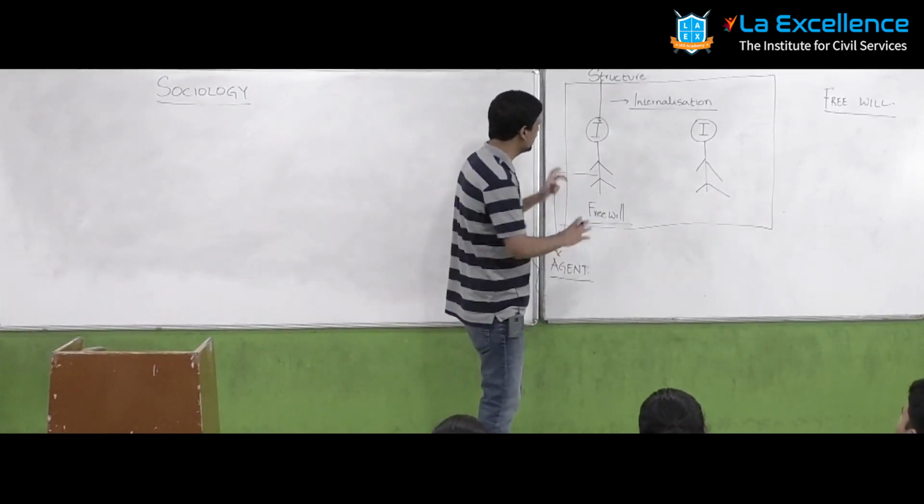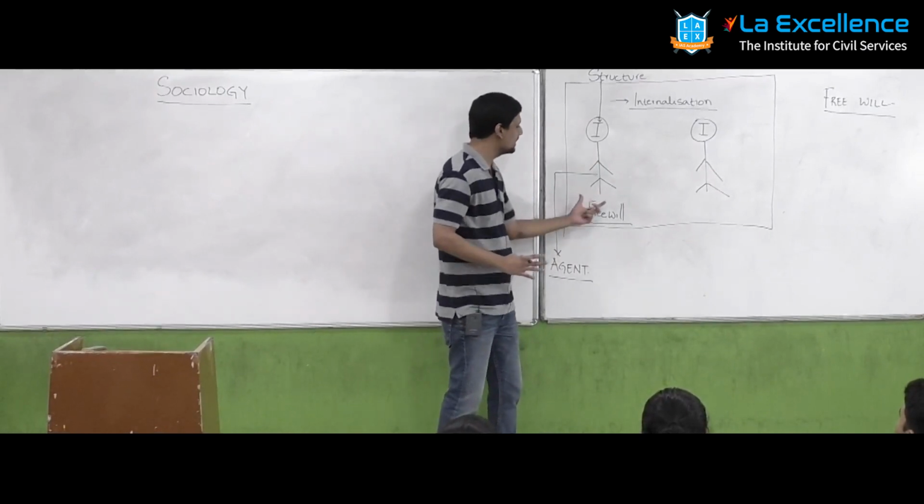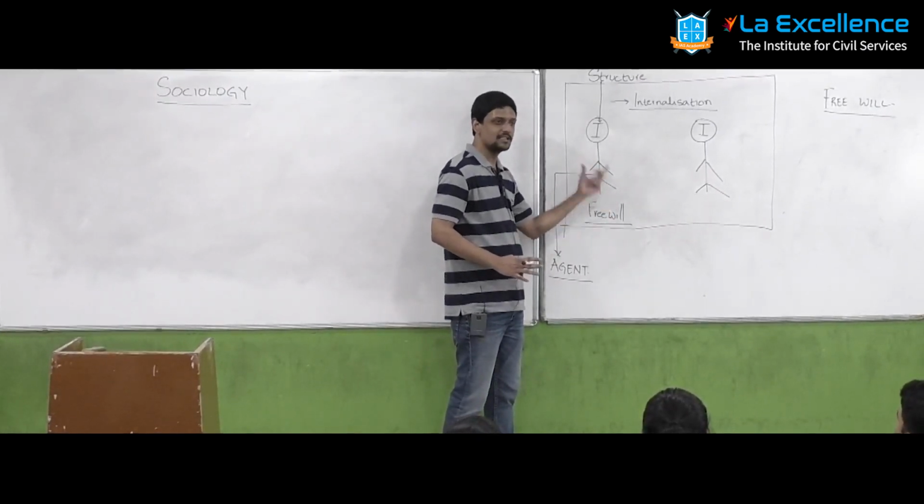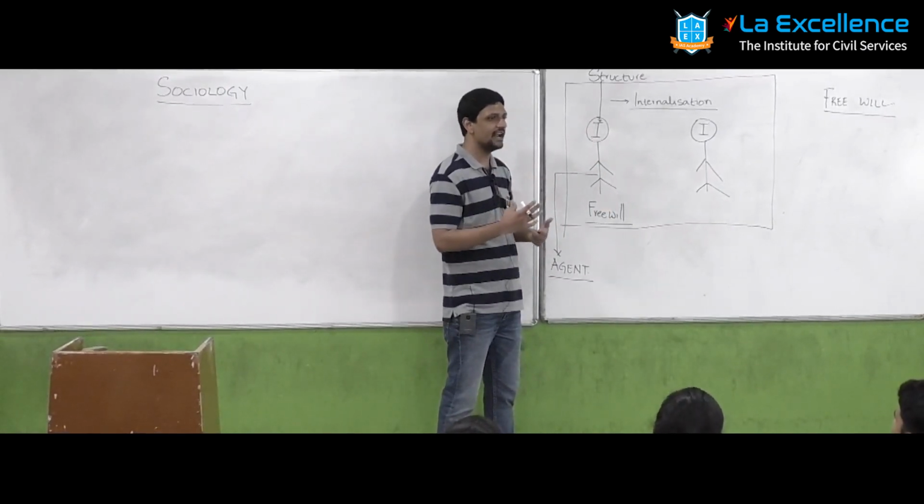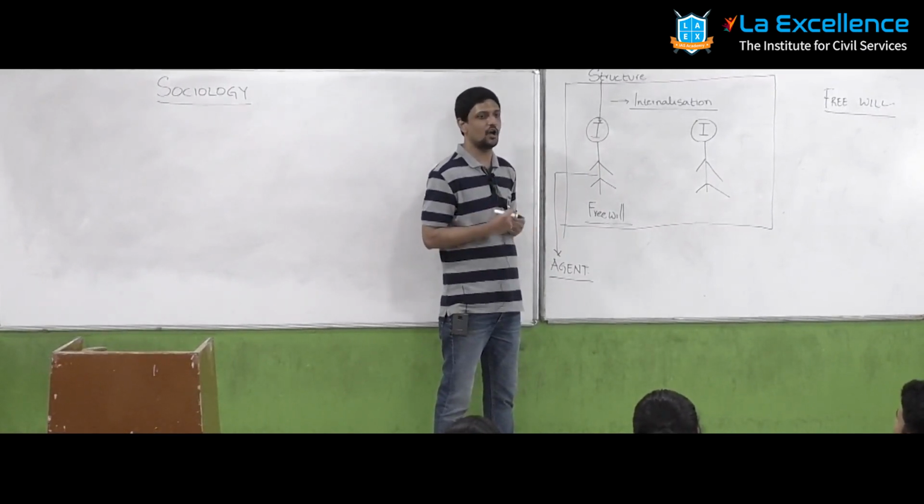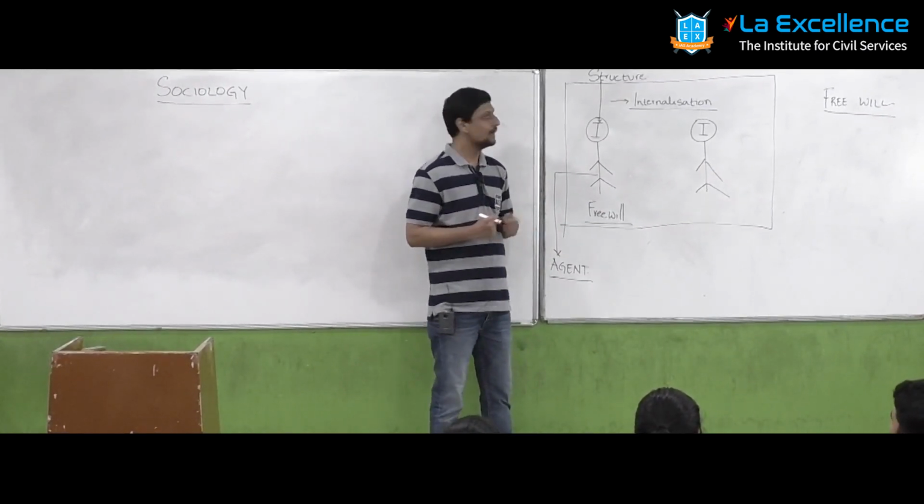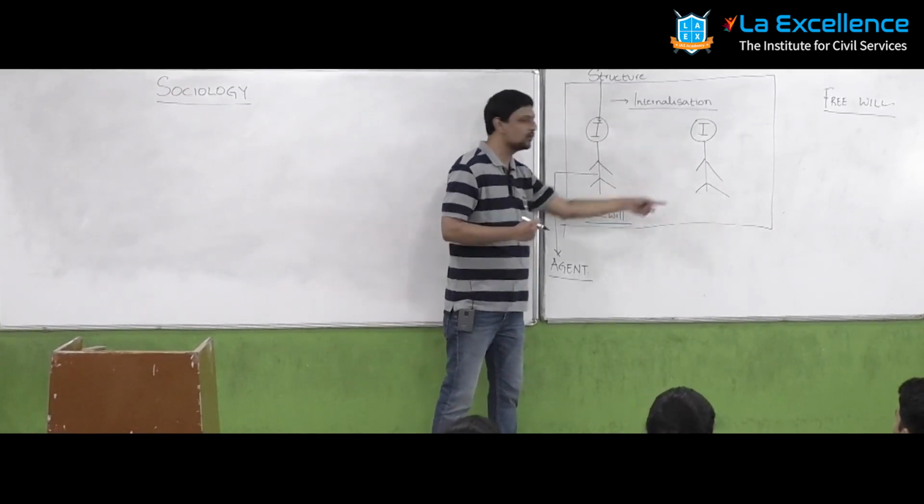So there are two levels in which you think. One is the agent with free will who has a mind of his own and he can think creatively and he also has the ability to act on his thought. Okay? Are you able to follow? Then at the same time there is a structure outside.